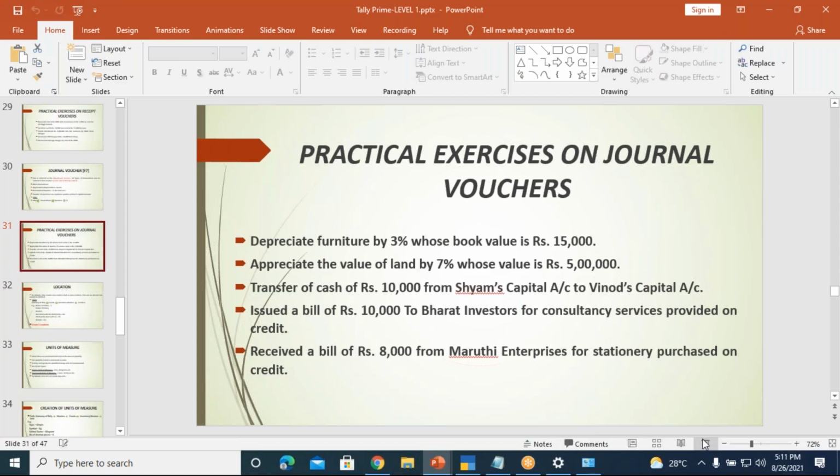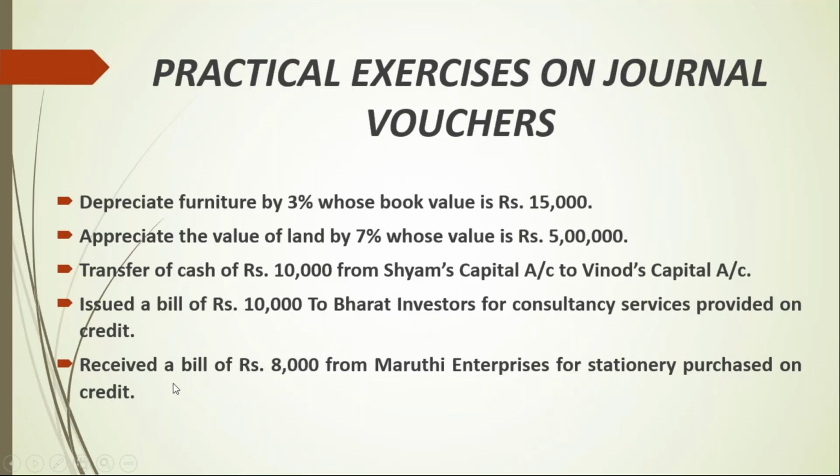Let's go for the next entry. Transfer of cash of 10,000 from Shyam's capital account to Vinod's capital account. Now, though I have told you there is a transfer of cash of 10,000 from Shyam to Vinod, here the entry is an inter-partners capital transfer. So here, from one partner's capital account, it is being transferred to another, like your interbank transfer under contra vouchers. So here, Shyam and Vinod are 2 partners of a firm.